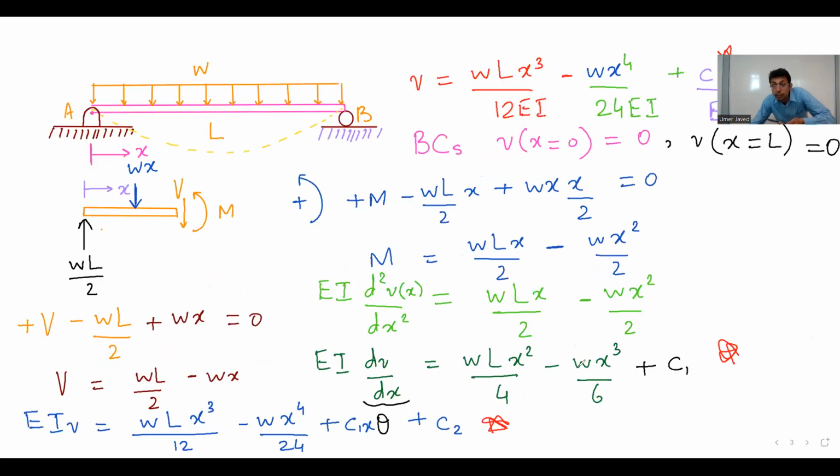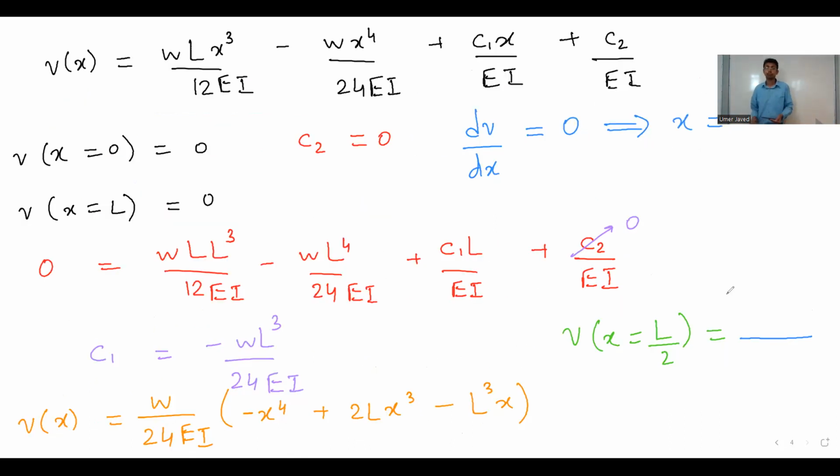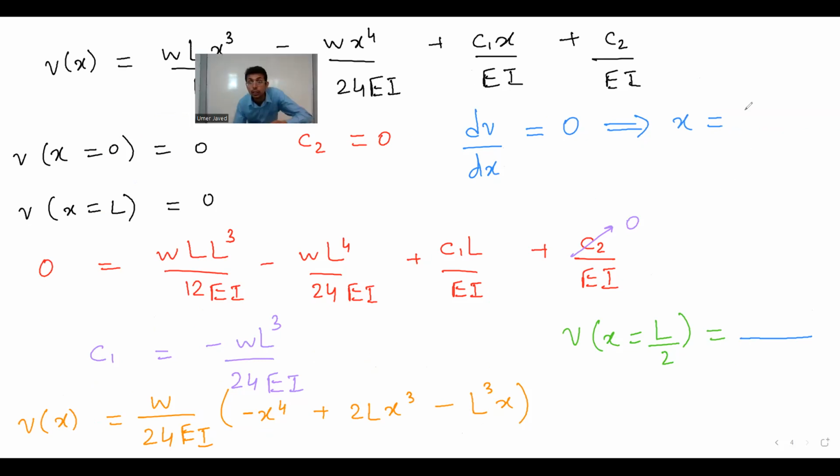Yeah, here. Substitute C1. Just set this equal to 0 and give me the value of x in the form of L. So this is what I want: dv by dx equal to 0. Okay, this is a task for you, but I already know the answer. The x will come out to be L by 2 for sure. Why will x come out to be L by 2?